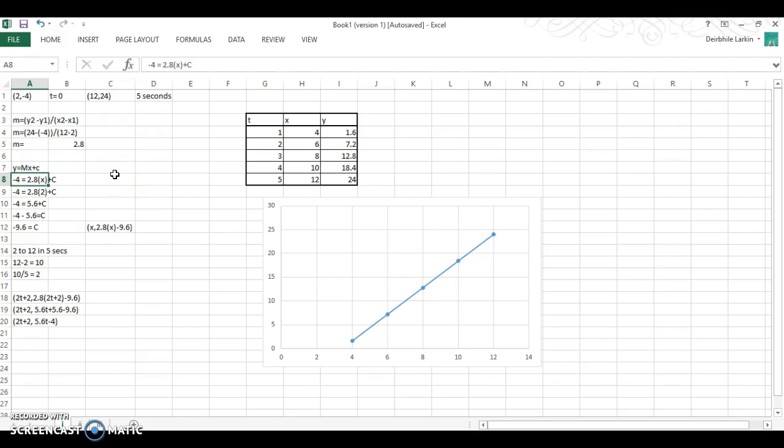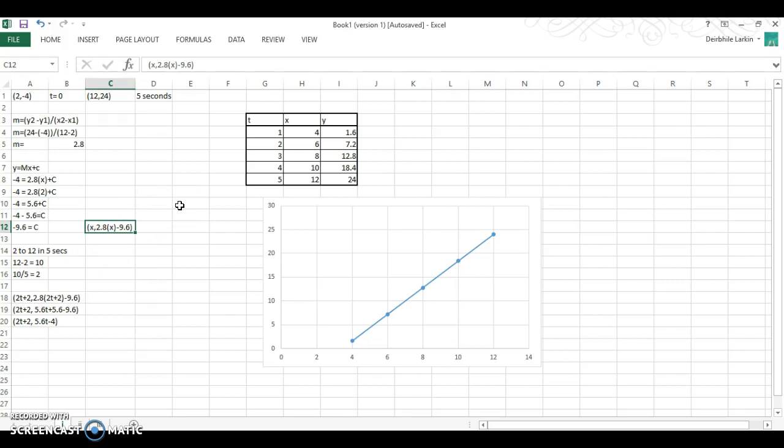So here we are. y is minus 4, and m is 2.8 as we worked out, multiplied by x plus c. So minus 4 equals 2.8 times 2 plus c. Minus 4 equals 5.6 plus c. Minus 4 minus 5.6 equals c, so c equals minus 9.6. So that gives us what y is. Now we need to work out what x is.